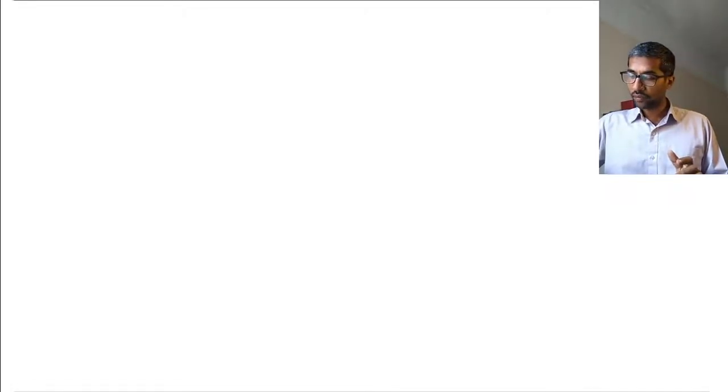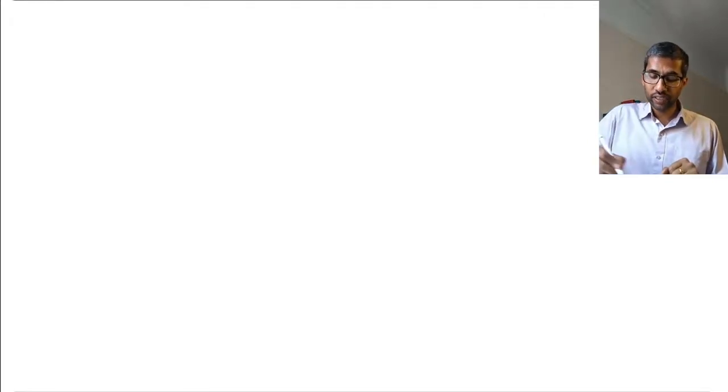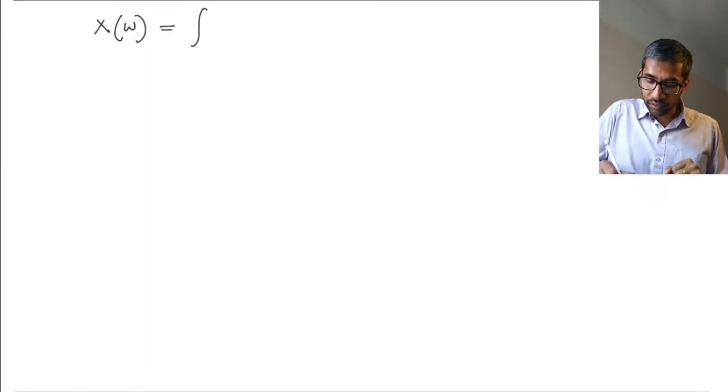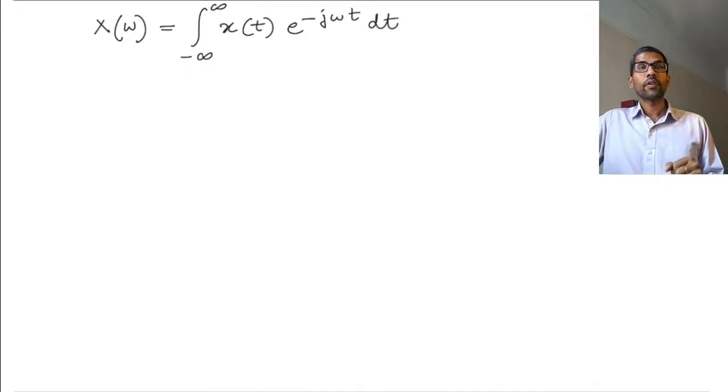So we know that the Fourier transform of an analog signal is given by this equation. You can write it as X(omega) equal to the integration from minus infinity to infinity of x(t) e to the power minus j omega t dt. That's the equation that gives the Fourier transform of any analog signal.